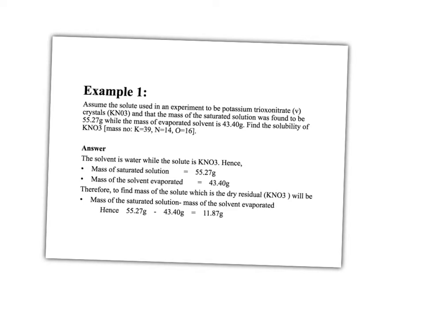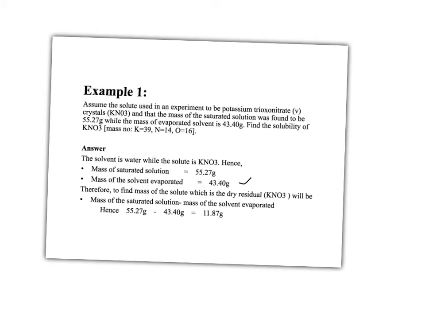So to be able to address this question, you first of all have to determine the mass of the solute. You do that by using the parameters that are given. The solvent is water, while the solute is potassium trioxonitrate(V). The mass of the saturated solution is 55.27. The mass of the solvent is 43.40.